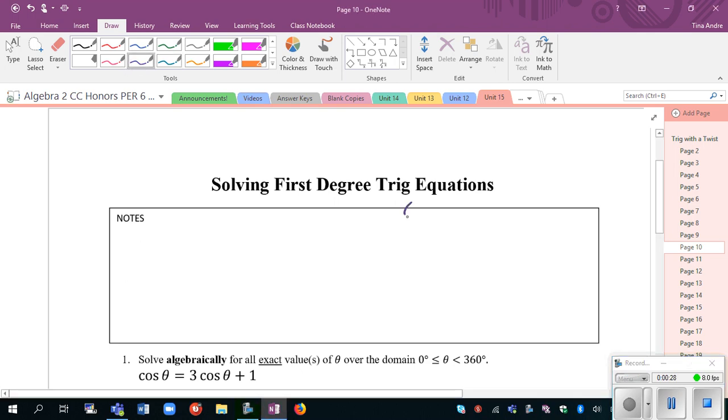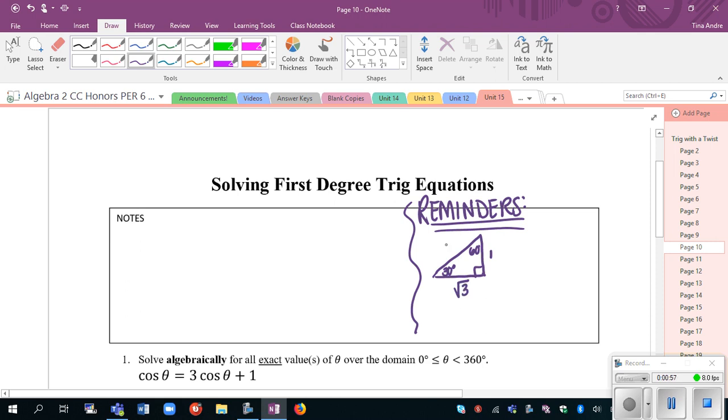Off to the side here, I'm just going to write some reminders from our previous trig units. Our special right triangles are going to be huge and very important. Remember we have our 30, 60, 90 right triangle. If this is my 30, this is my 60. Across from the 30-degree angle is the shortest side, that's 1. Across from the 60 is the middle length, so that's root 3. And across from the 90, or the hypotenuse, is 2. And any multiples of this would also work.